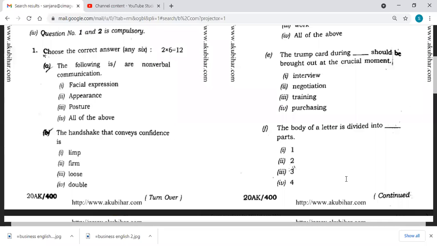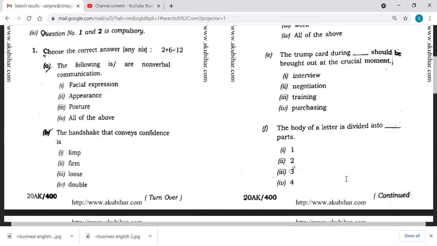The body of a letter is divided into 3 parts. Three how? Tell me how. I will not take the answer, but I will ask you to explain why 3, why not 2, why not 1? And if 3 is the answer, how?